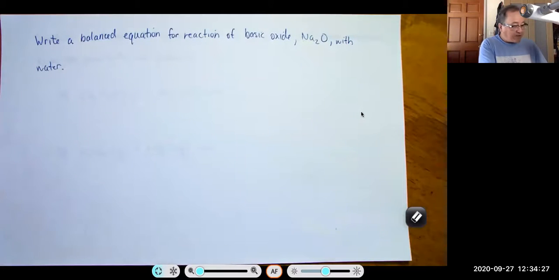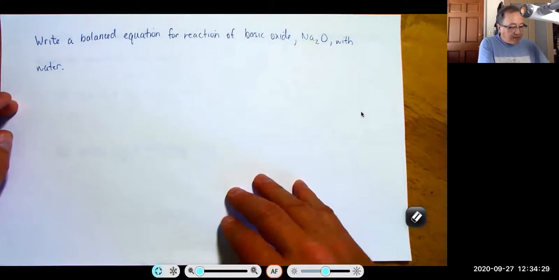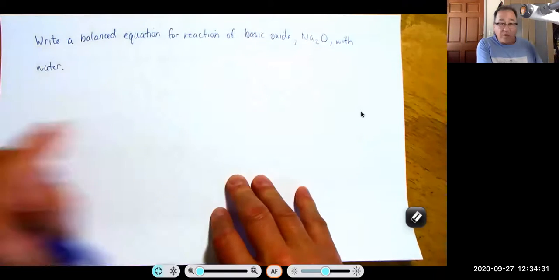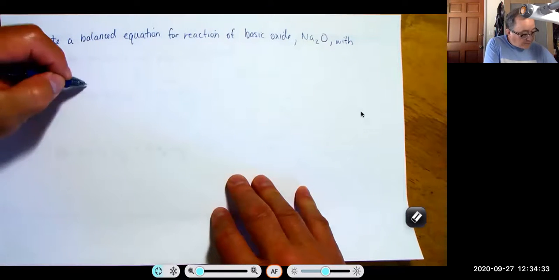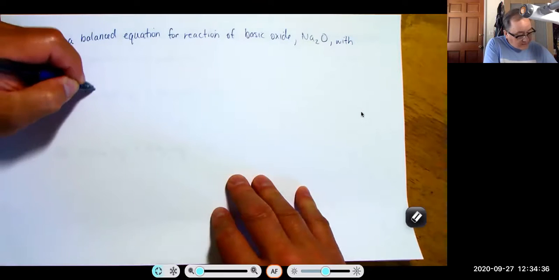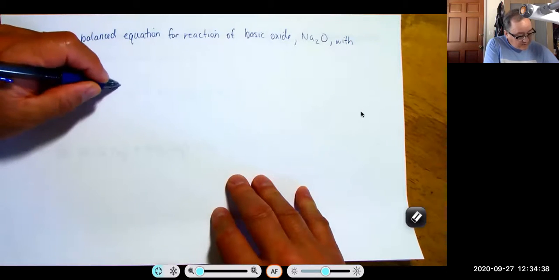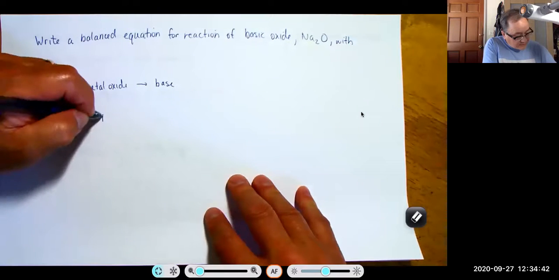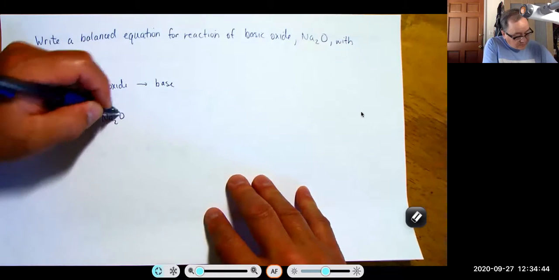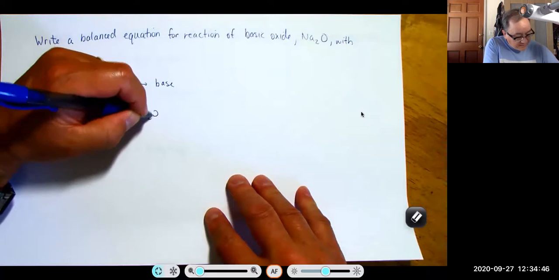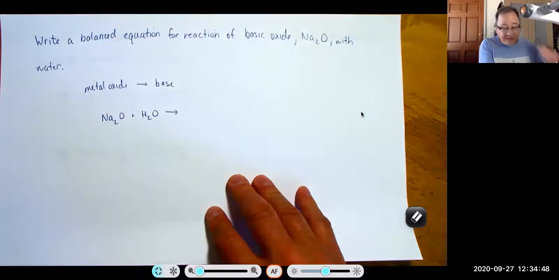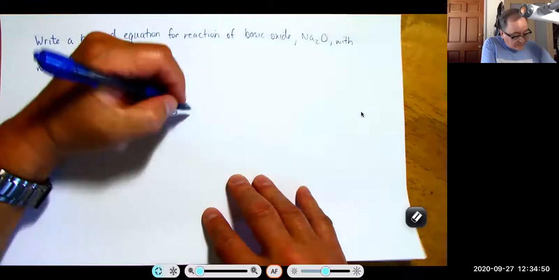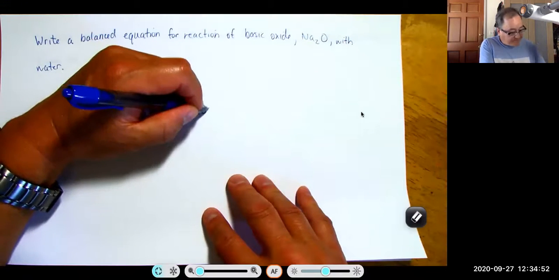Write a balanced reaction of the basic oxide Na2O with water. So remember, this is a metal oxide, which makes a base. So we're going to take our Na2O plus H2O, and we're going to make a base. So what base can we make with sodium? And the answer is sodium hydroxide.